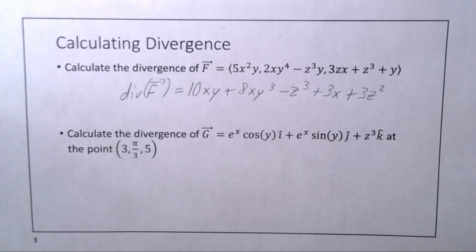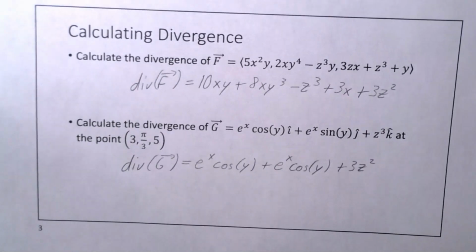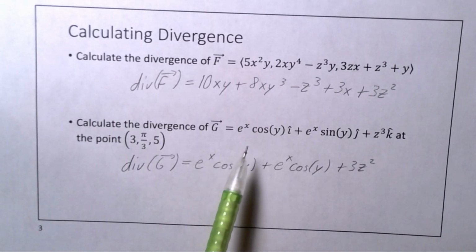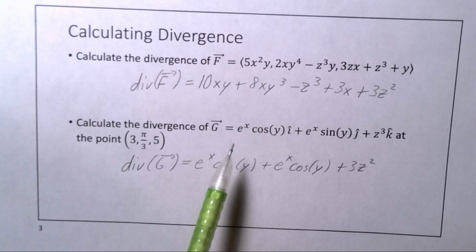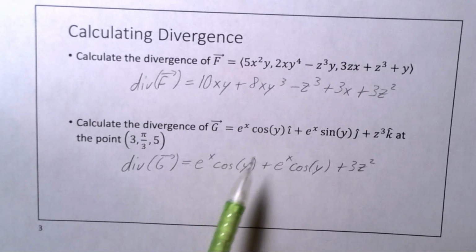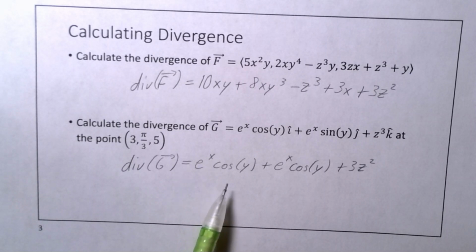So now, let's move on and calculate the divergence at a point. What this is going to involve is calculating the overall divergence of a vector field and then inserting the coordinates for the point. To calculate the divergence of this vector field, we start out by taking the derivative with respect to x of this first component. The derivative of e to the x cosine y with respect to x is e to the x cosine y, as the derivative of e to the x is itself and cosine of y does not involve x.